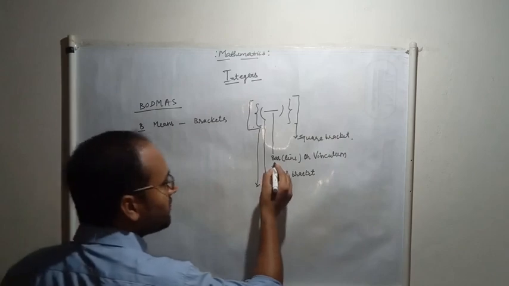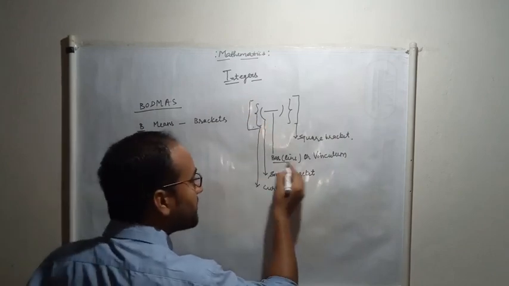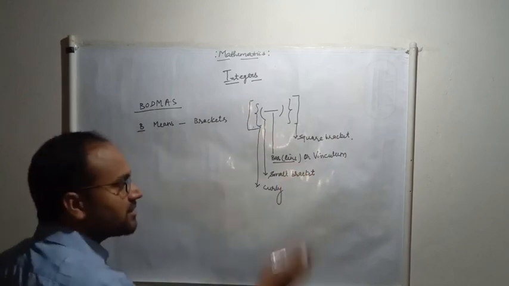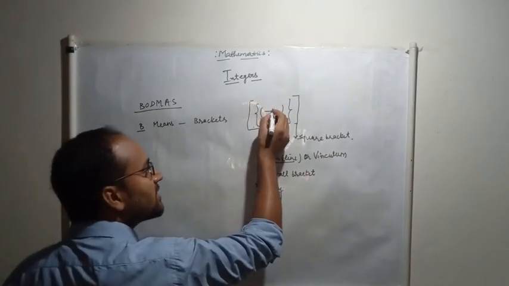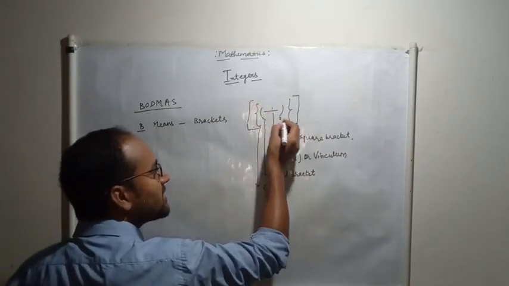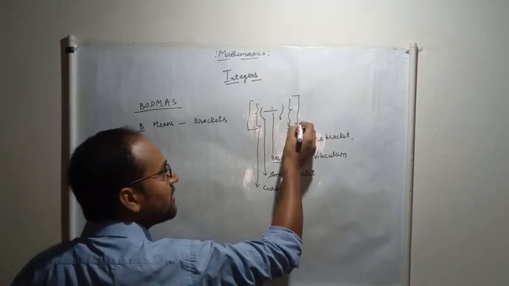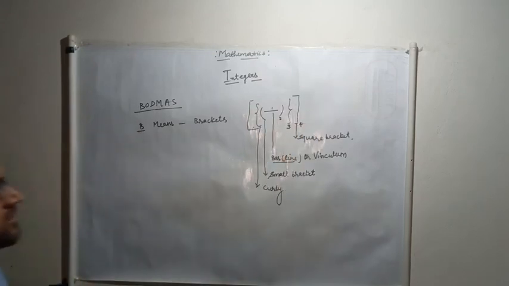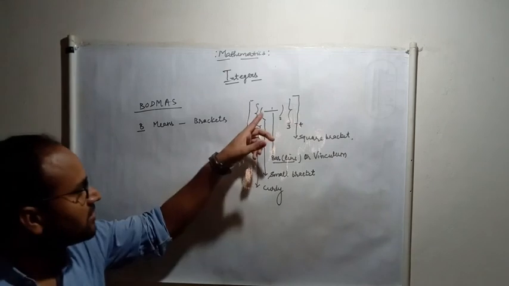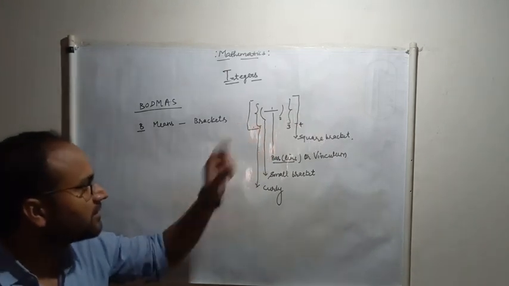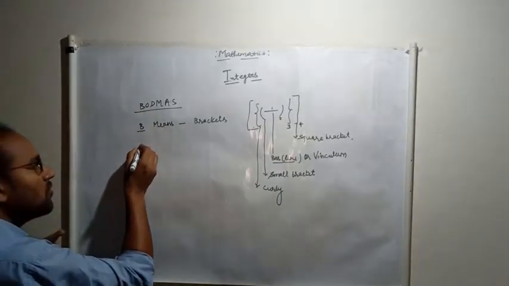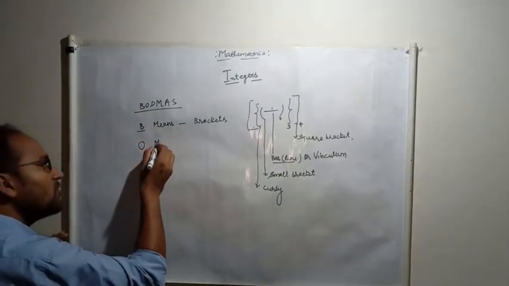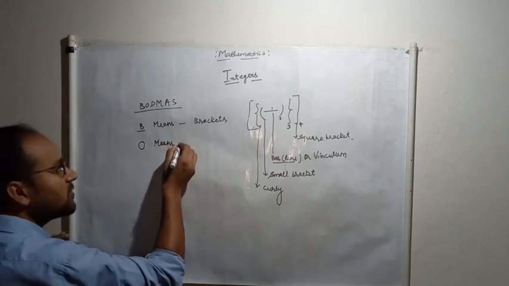So in brackets, first we solve the line bracket or bar bracket if it is there, then the small bracket. This one is the first, this one is second, this one is the third, and that one is the fourth. So first we solve the bar bracket, then small bracket, then curly, and last we solve the square bracket. Then we come to of. O stands for of.